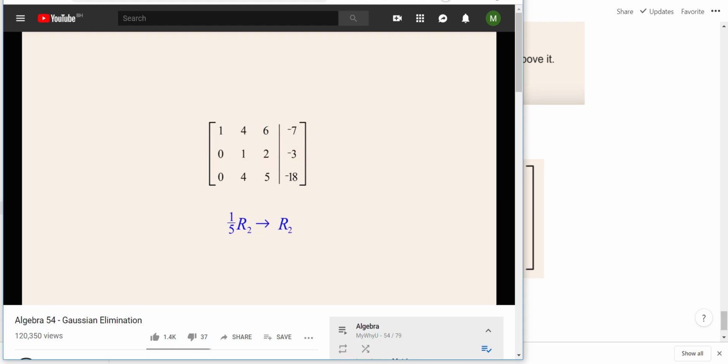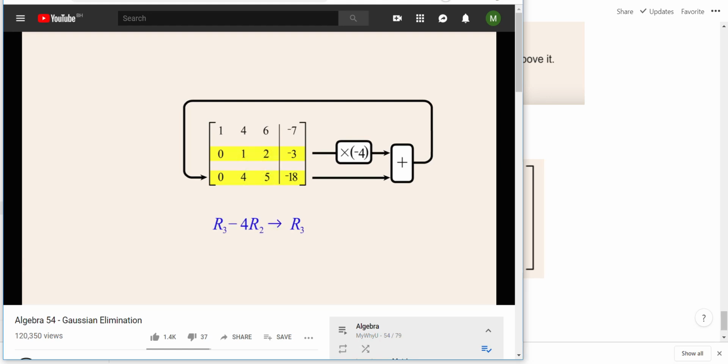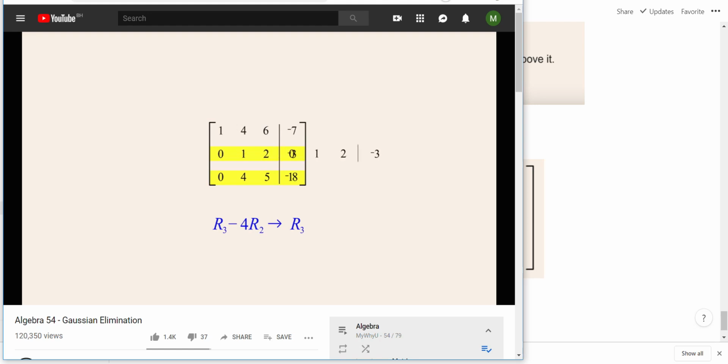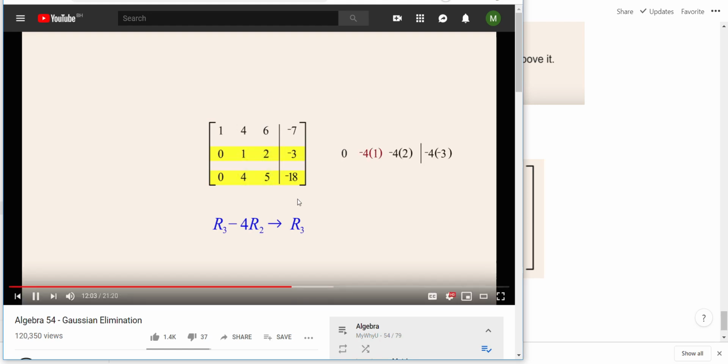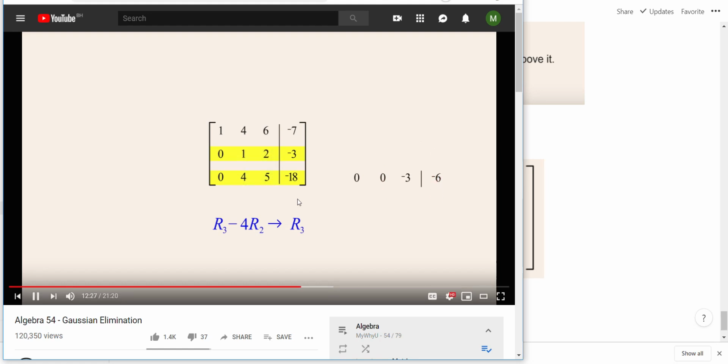Now we must change the entry below that leading entry to 0. This can be accomplished with another pivot operation, adding -4 times row 2 to row 3, replacing row 3, notated by writing R3 plus -4 R2. Multiplying row 2 by -4 and adding that multiple of row 2 to row 3, we replace row 3 with the result.